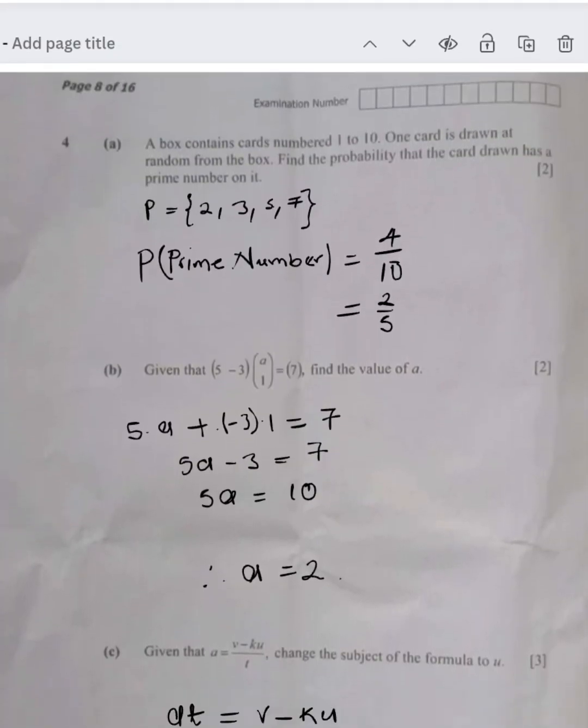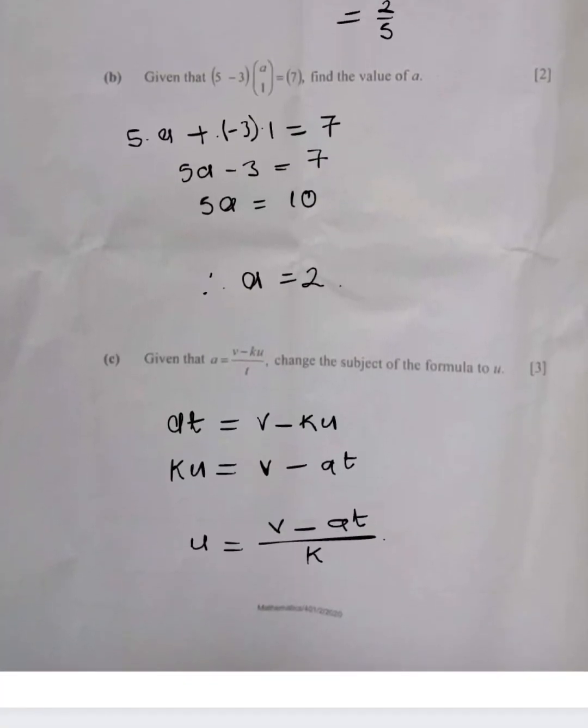Next, let us look at this question here. It says a box contains cards numbered 1 to 10, and one card is drawn at random from the box. Find the probability that the card drawn has a prime number on it. So the first thing is to identify prime numbers.